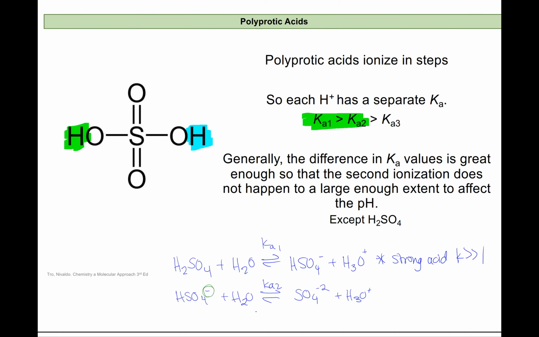Generally, with polyprotic acids, that first Ka value is so much larger than the other ones that the second or third ionization doesn't contribute very much to the overall H3O plus concentration. One exception is sulfuric acid, and it's good to know how to handle these problems anyway. So we'll do an example of sulfuric acid, and then we'll do a practice problem in our later practice problems of phosphoric acid.